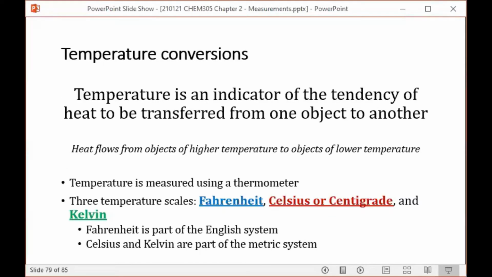We're next going to talk about temperature conversions. So temperature is an indicator of the tendency of heat to be transferred from one object to another. And heat will flow from objects of higher temperature to objects of lower temperature. We measure temperature using a thermometer, and there are 3 temperature scales that are commonly used. Fahrenheit, which is part of the English system, is what we use mostly in the US. Celsius, or sometimes called centigrade, and Kelvin, which are both part of the metric system.